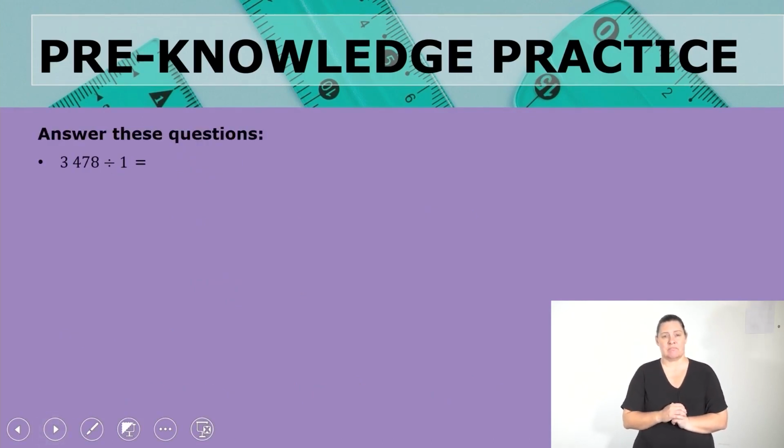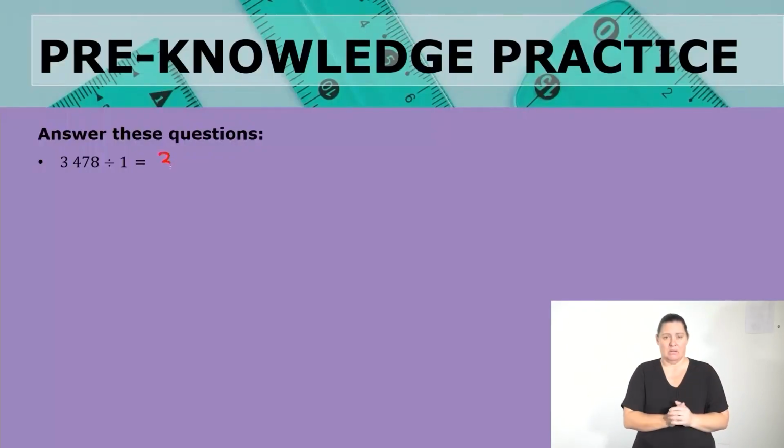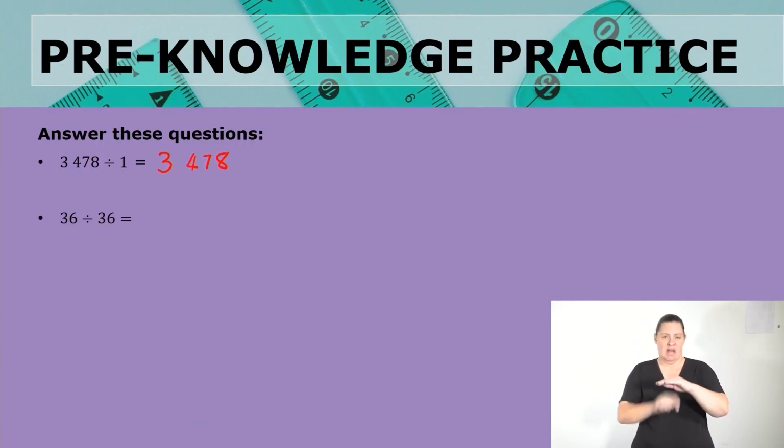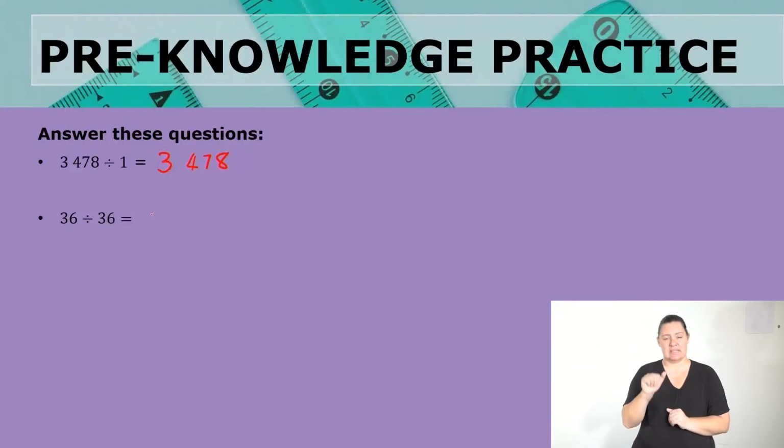Let's look at more questions. So now we have 3,478 divided by 1. If you remember, the property of 1 is that any number divided by 1 remains that number. So here our answer is going to be 3,478. Let's move on to the next one. So now we have 36 divided by 36. This is also a reminder of the properties of 1. Remember that any number divided by itself will always give us an answer of 1, except for 0, but we will deal with that later on in this lesson. So 36 divided by 36 is 1.